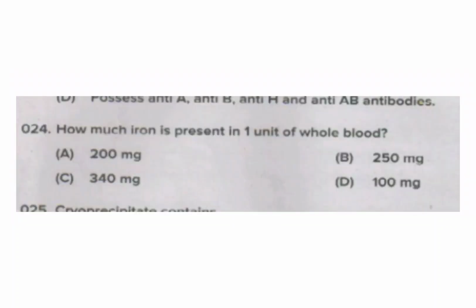Next question, how much iron is present in 1 unit of whole blood? Four options are: option A 200 milligram, option B 250 milligram, option C 340 milligram and option D 100 milligram. The answer is option A, 200 milligram.